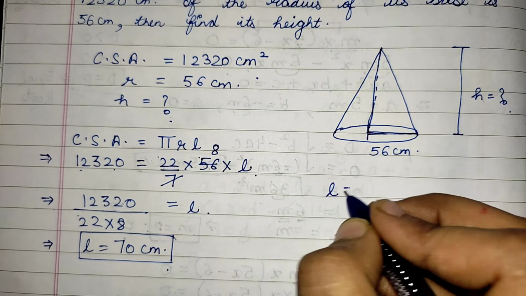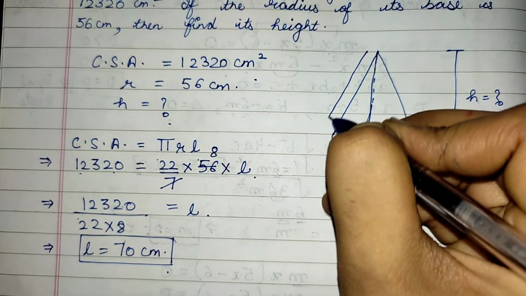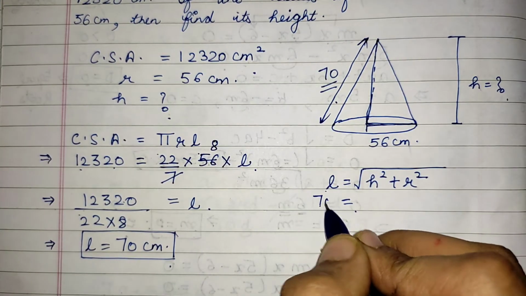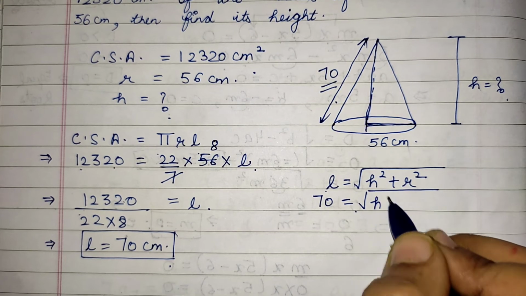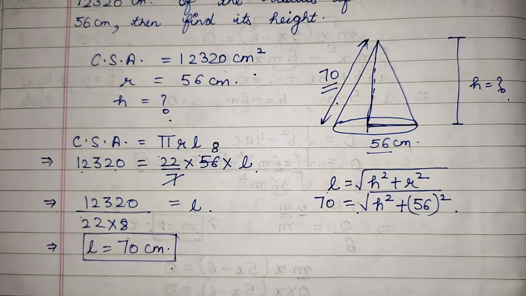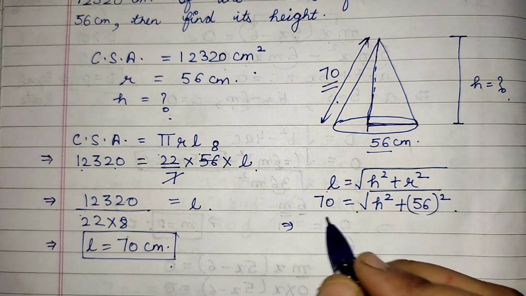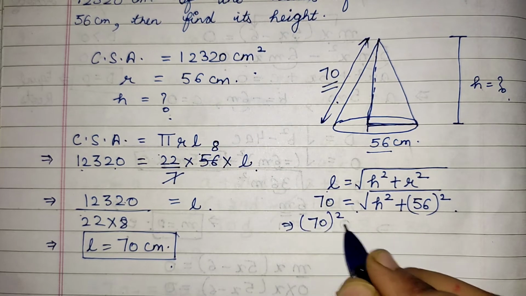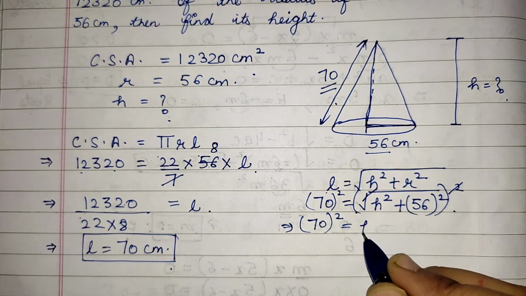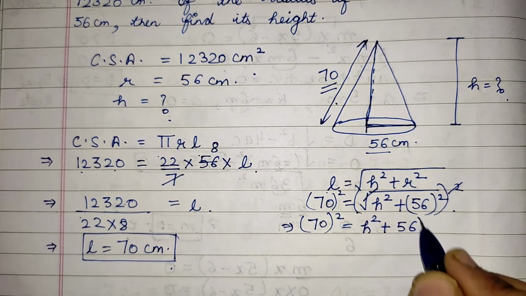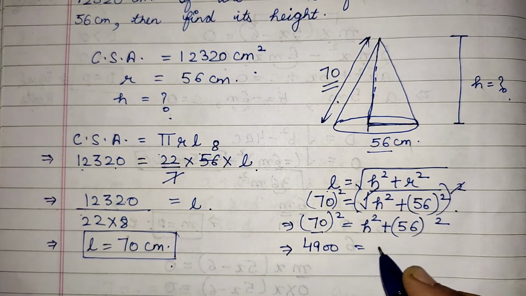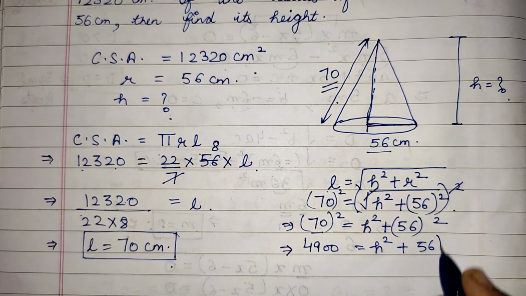So now we know that L is what? L is the slant height of the cone, which is equal to 70 centimeter. L, my 70, is equal to the under root of h square plus r square, where r is 56. So now if we take the square on both the sides, then the square and under root will get cancelled out. So I will get h square plus 56 square. So 70 square is 4900, equal to h square plus 56 square.